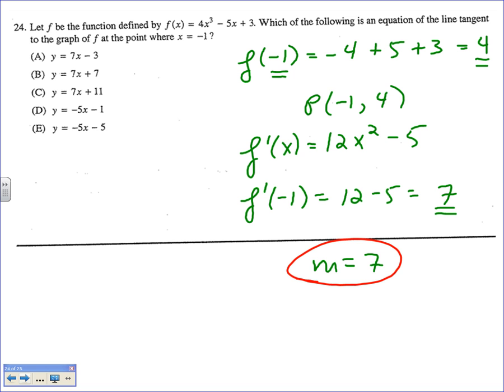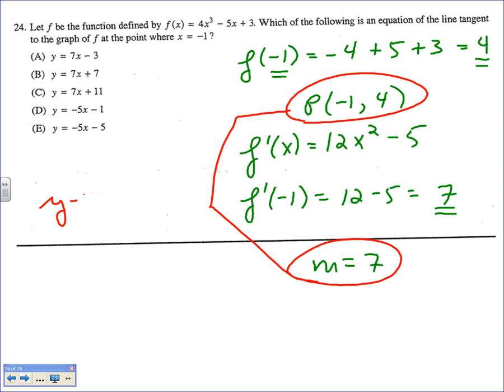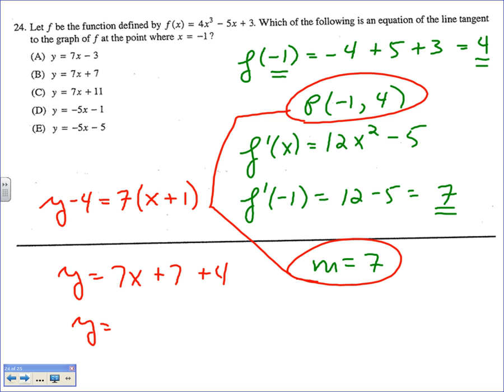So we have a slope and we have a point, and we'll take our point-slope formula and bring this together and say, well, y minus the one y we know equals m, our slope, times the quantity x minus the one x that I know, and the x that I know is -1, so it's going to be x minus a -1. Now let's clean it up. Y equals 7x plus 7, bring the 4 over, or y equals 7x plus 11. So it seems that C is the solution.